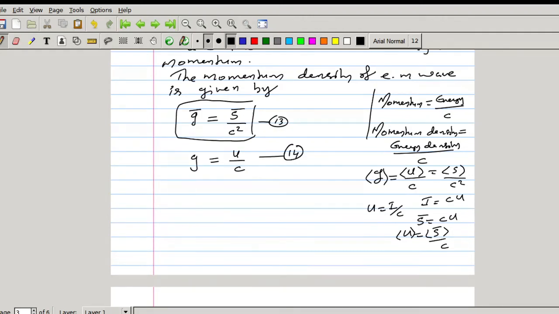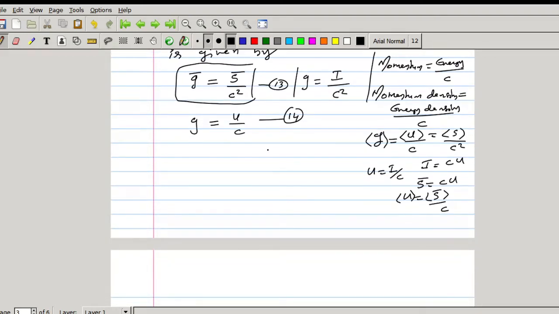Question number 14. U by C, S by C square, or we can write it as I by magnitude G as I by expectation G equal to expectation S by C square. Expectation S is I. So it is I by C square, or G equal to U by C, or U equal to C into G, and this is momentum density.